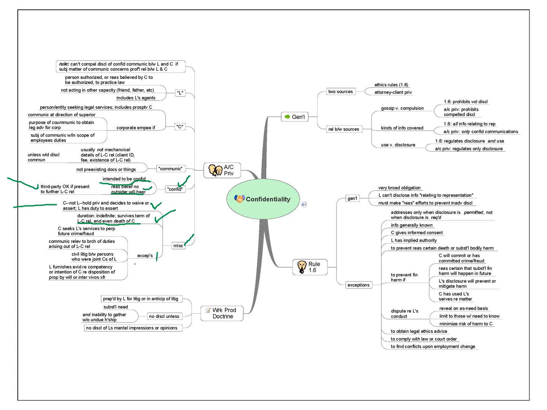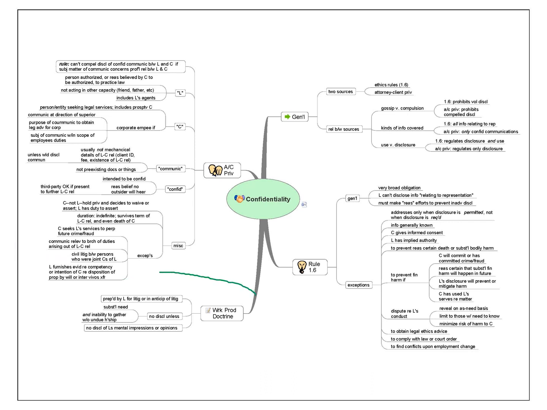There are exceptions that apply to the attorney-client privilege, just like there are exceptions that apply to the Rule 1.6 rule of confidentiality. The crime-fraud exception is the big one. If the lawyer is consulted by a client for purposes of committing a crime or a fraud, then it's not a privileged communication. Other exceptions: if the communication is relevant to the breach of duties arising out of the lawyer-client relationship, if it's civil litigation between persons who were joint clients of the lawyer, or if the lawyer furnishes evidence about the competency or intention of the client regarding the disposition of property by will or inter vivos transfer.